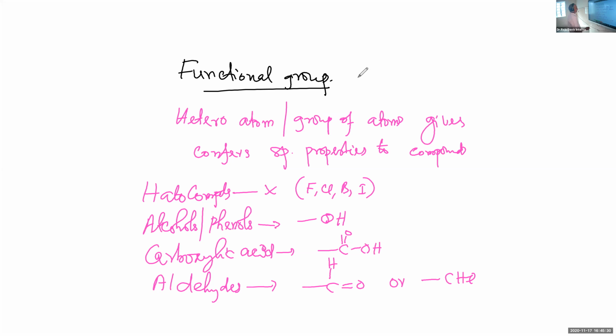You take ketones, another class of compounds. In ketones, there will be a C double bond O group, and that group is called the ketonic group. All the ketones will be containing the C double bond O group, and so all the ketones will have similar chemical properties.